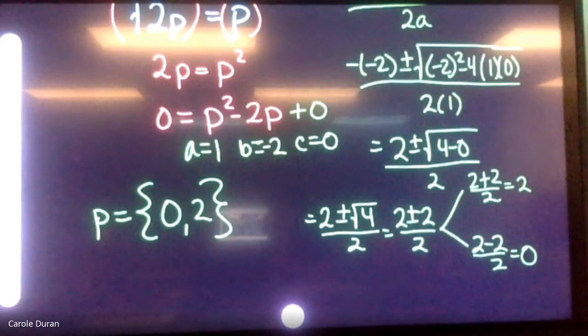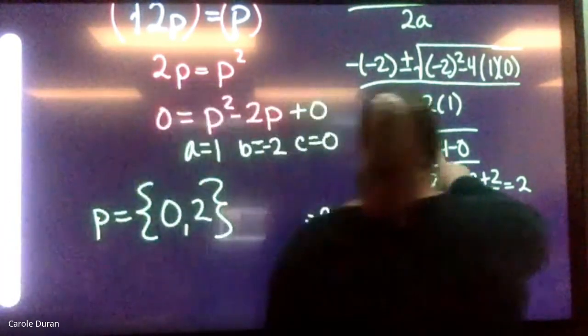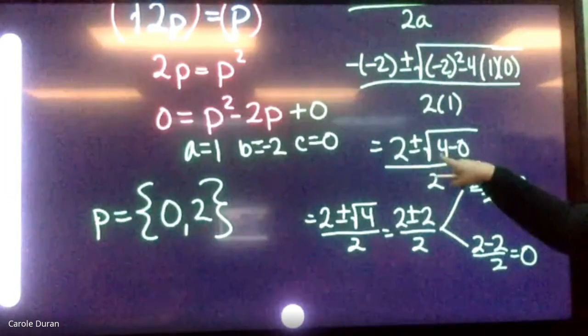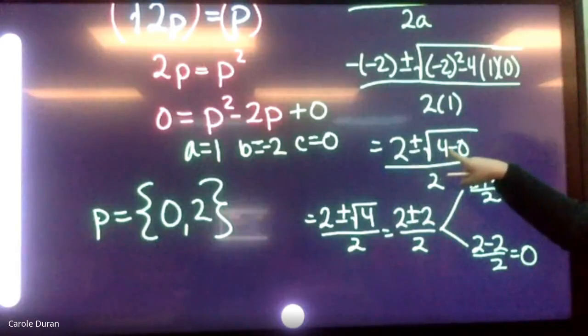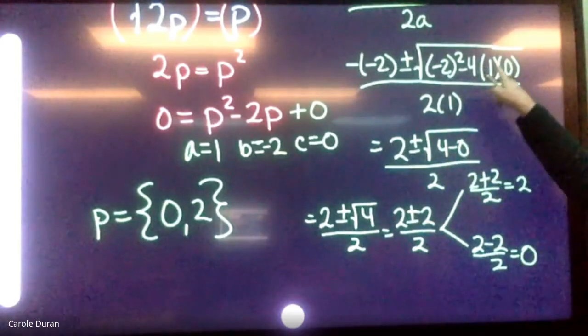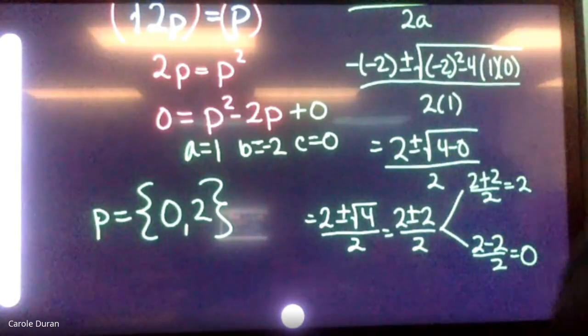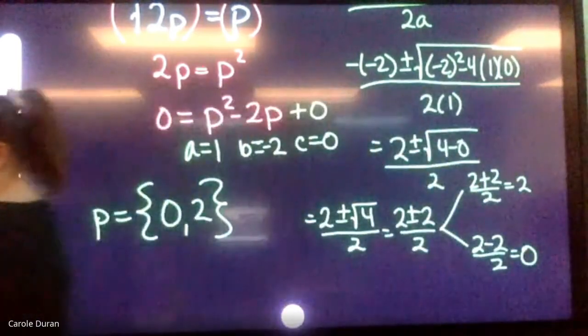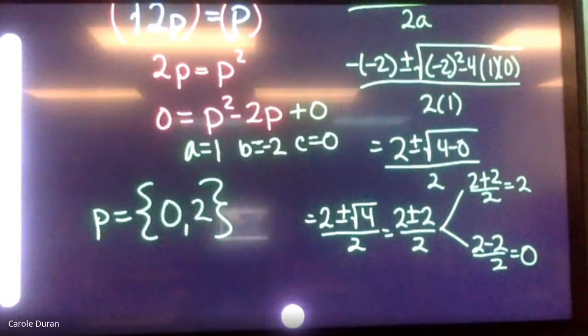Which 4? Because negative 2 squared is 4. Right, and then 4 times 1 times 0 is 0. So I'll give you guys a second if you're not finished with the quadratic formula to finish working through that. And then we'll do the next example.